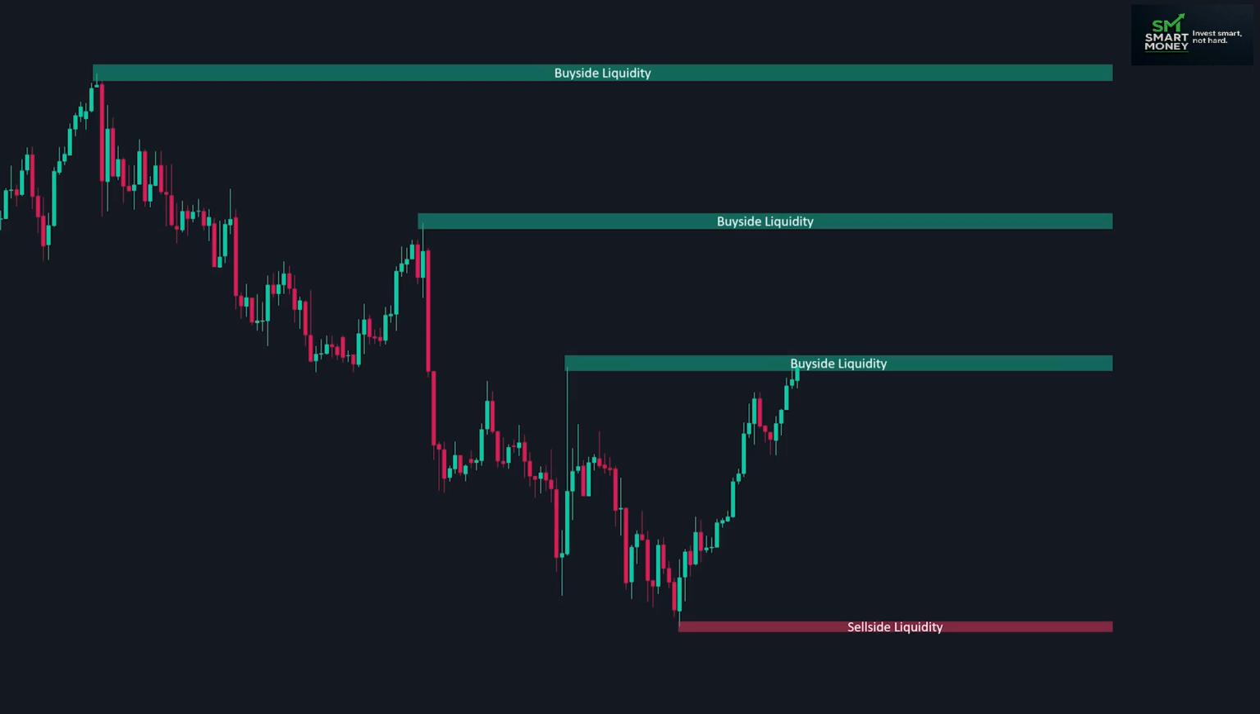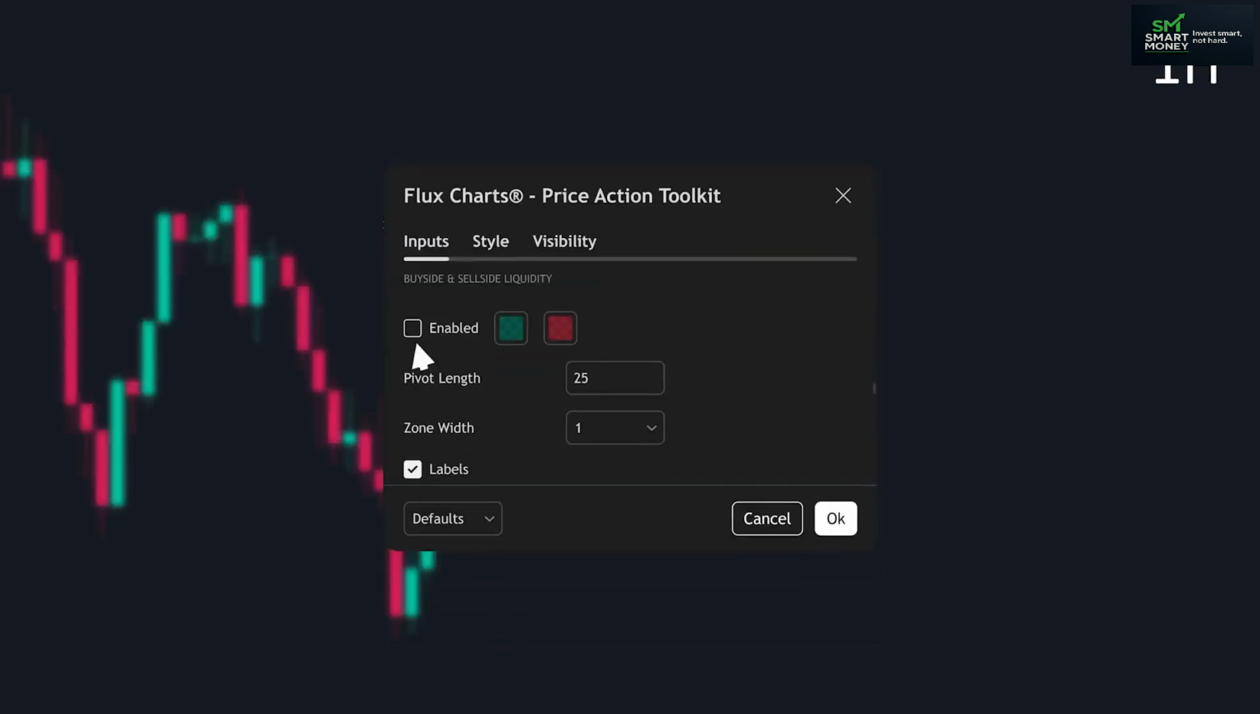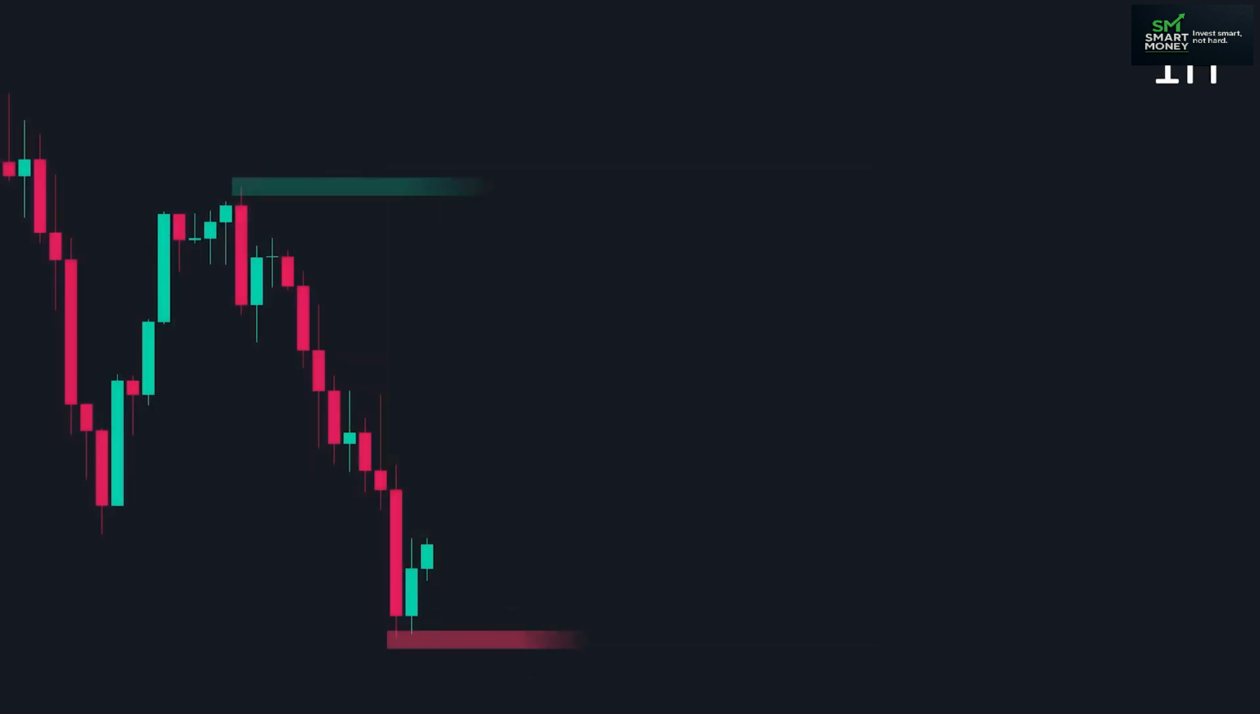Now let me show you how the second trading strategy works on the chart. First, apply the Price Action Toolkit, and from the Settings tab, turn on the buy-side and sell-side liquidity zone options. Once enabled, you will see the major liquidity zones marked clearly on your chart.